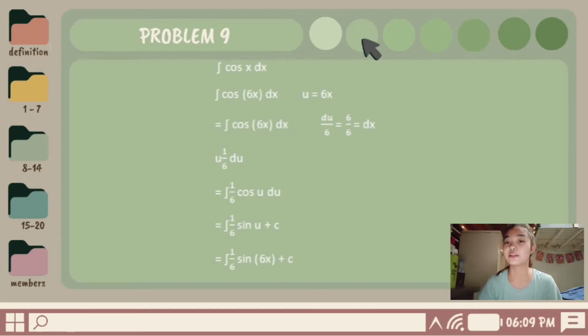Now, we have the integral of 1 over 6 cos u du. Make cosine to be a sine. Now it is the integral of 1 over 6 sine u plus c. Lastly, take the original inside function 6x from the U-Substitution. Our final answer will be 1 over 6 sine times 6x plus c.